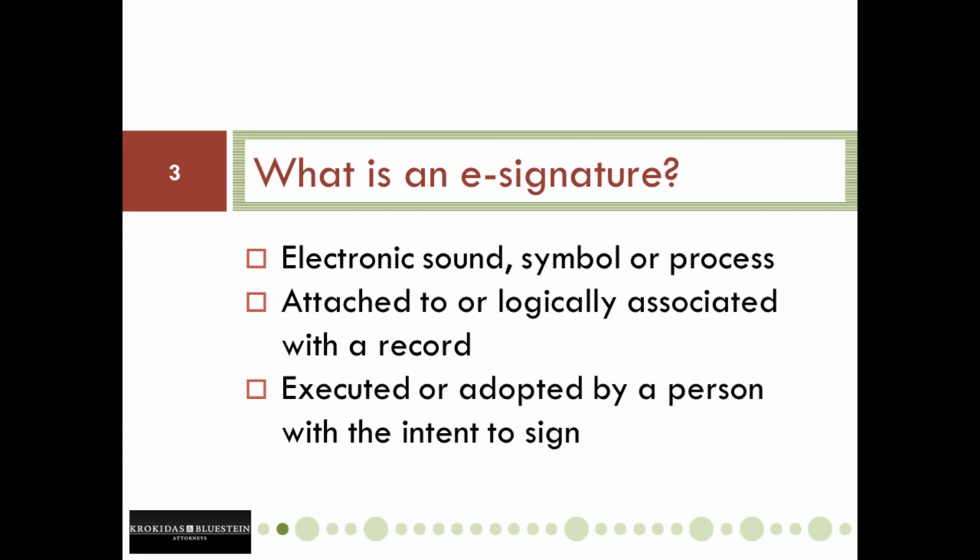All right. So we wanted to start by giving you a good working definition of what an e-signature is for statutory purposes. As you see on the slide, an e-signature is an electronic sound, symbol, or process attached to or logically associated with a record and executed or adopted by a person with the intent to sign. And as you'll see, that intent piece becomes very critical.